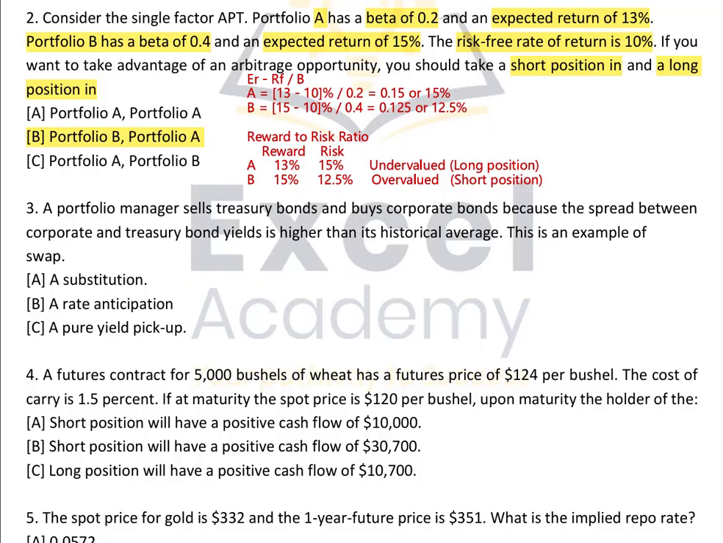So basically here now, this is an example of a substitution. Why is it a substitution? Here you are trying to substitute the corporate bonds for the treasury bonds. The corporate bonds would yield higher returns than the treasury bonds. So let's go to number 4.